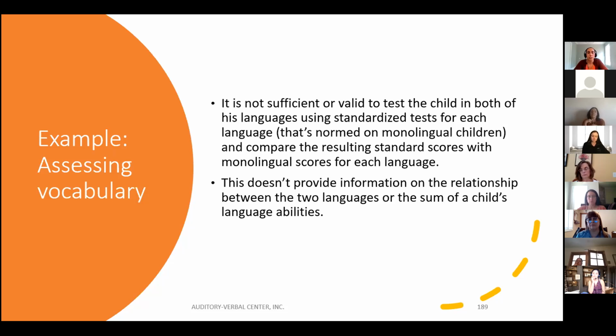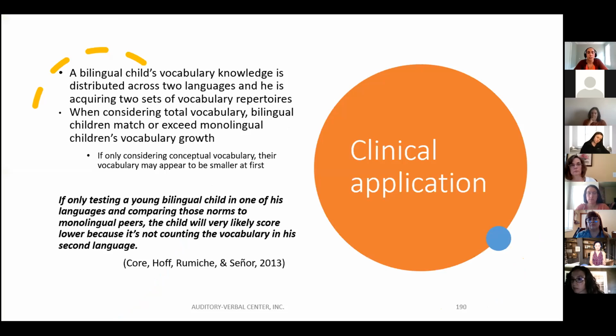So that's where using true bilingual assessments, and we'll talk later about some examples of those, are better. And so for vocabulary, for example, there is a bilingual version of the expressive and receptive one where the child would get credit for responding in either language. And so for clinical application, we know that a bilingual child's vocabulary knowledge is distributed across two languages.